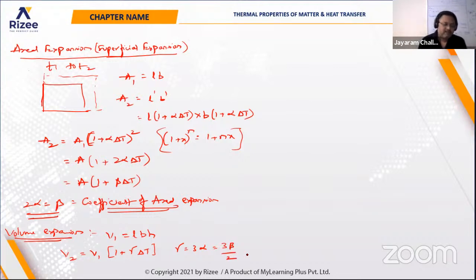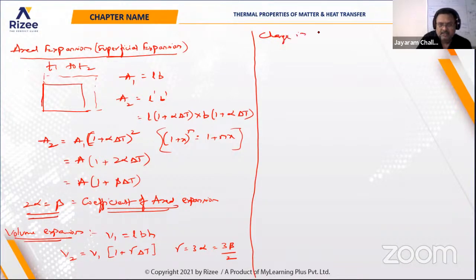So this is how you can have the relationship between alpha, beta and gamma, and from the volume you can derive the change in the densities with rise in the temperature, that is, change in density with temperature. So this is another important relationship.